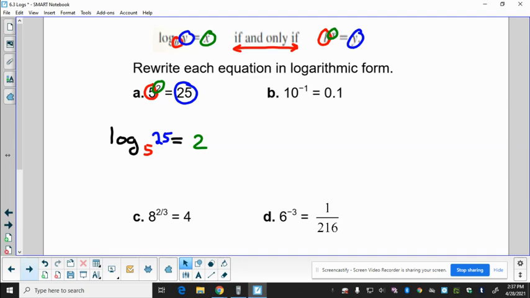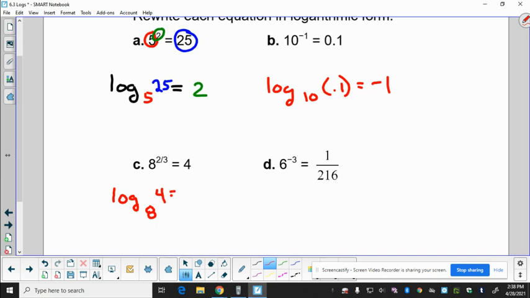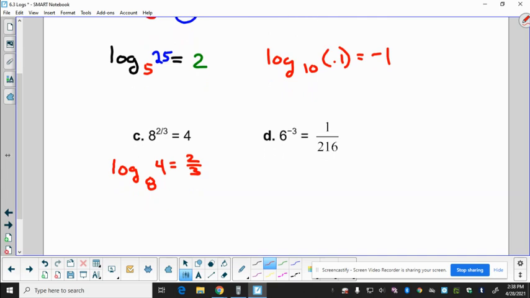Now, let's see if you can do that for the others. So this will be a logarithm. The base is 10 to the 0.1 equals the exponent of -1. You just have to get in the habit of understanding how these are written. Down here, logarithm, the base is 8, that's the base of the logarithm, of 4 equals 2/3. And by the way, we'll prove this with a calculator, but these are all true statements.